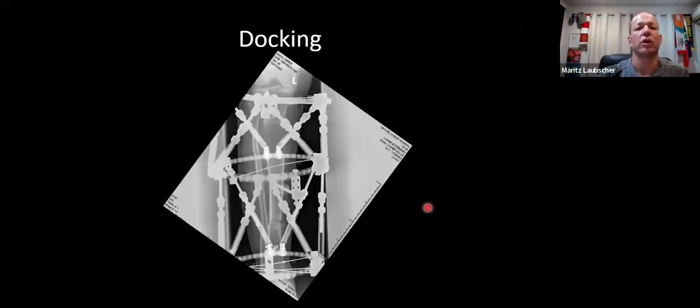You can say dock. Now, closed docking refers to you simply adjusting the frame till these 2 segments meet in the middle, versus open docking, which means as you get closer to docking, you do an open procedure where you open that area, you freshen up the bone ends, and you put some cancellous graft in it.